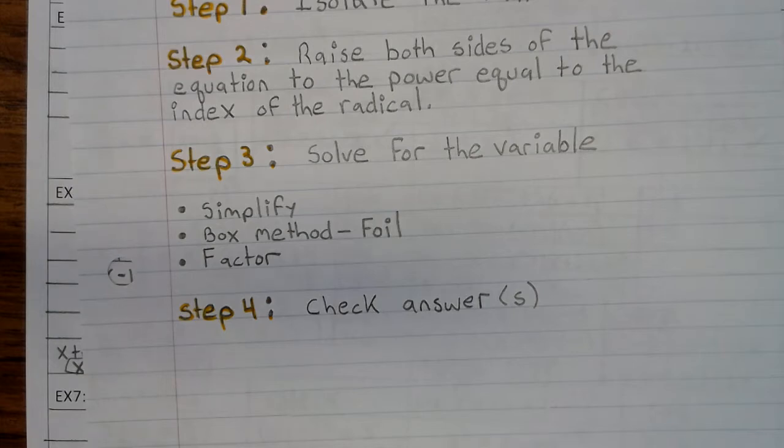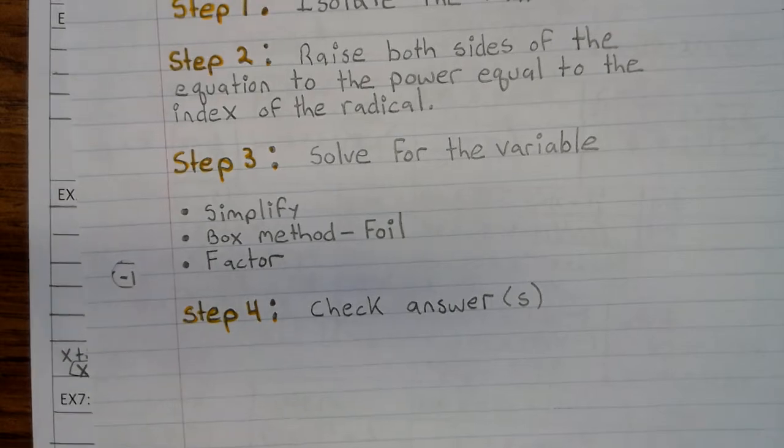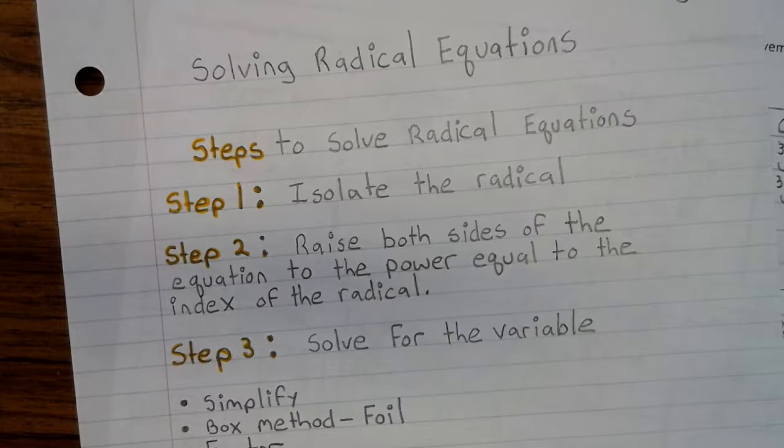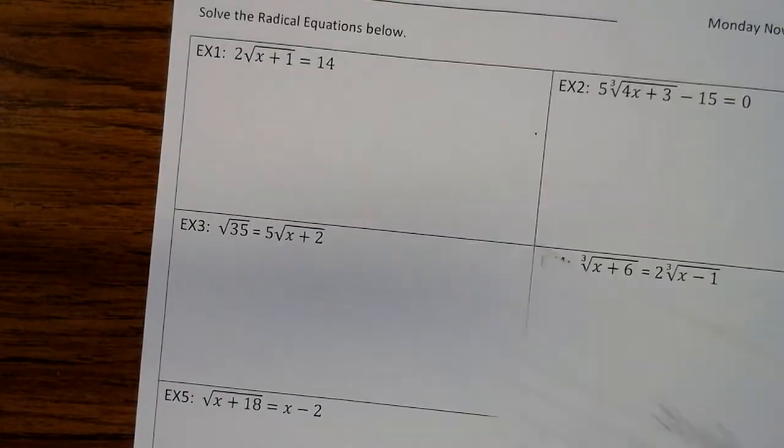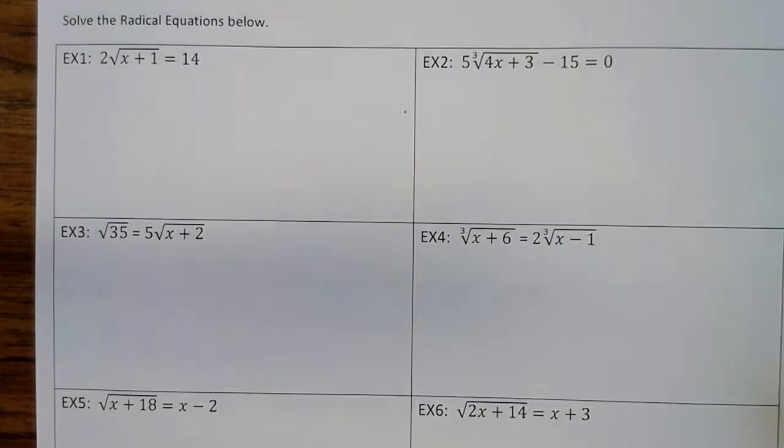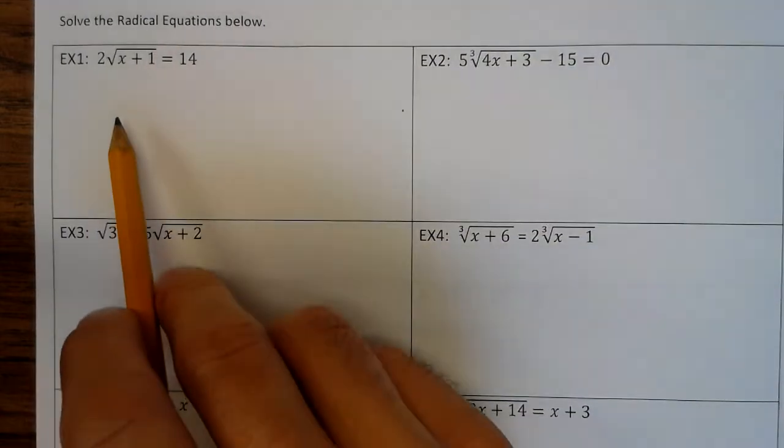All right, if you would, finish up your notes. All right, now your notes are finished. Let's take a look at the examples. All right, solve the radical equations below. All right, so we want to have our notes next to us as we go. So step 1, isolate the radical. So to do that in example 1, we're going to divide both sides by 2.